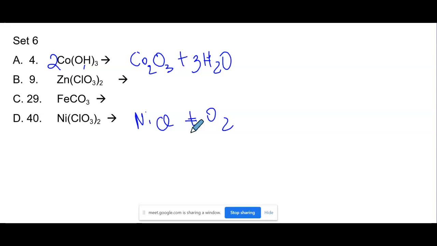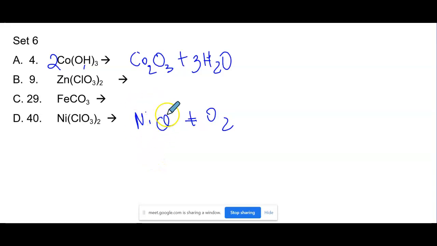Does that part make sense? How I know it's nickel on the decomp list? Because when there's only one thing before the arrow, the only thing it can be is a decomp. So it's X with Cl plus an oxygen. Okay, that makes sense so far?